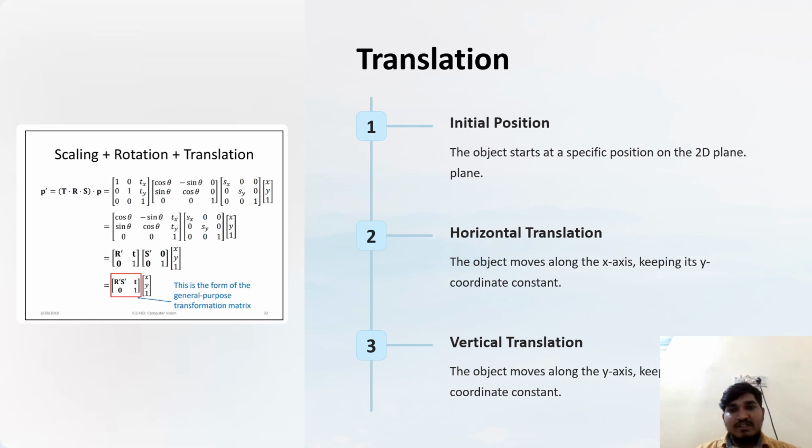Now let us see about translation. There are three types of translations. One is initial position, horizontal translation, and vertical translation. Coming to the initial position, the object starts at a specific position on the 2D plane. And coming to the horizontal translation, the object moves along the x-axis, keeping its y-coordinate constant. And coming to the vertical translation, the object moves along the y-axis, keeping the x-coordinate constant.